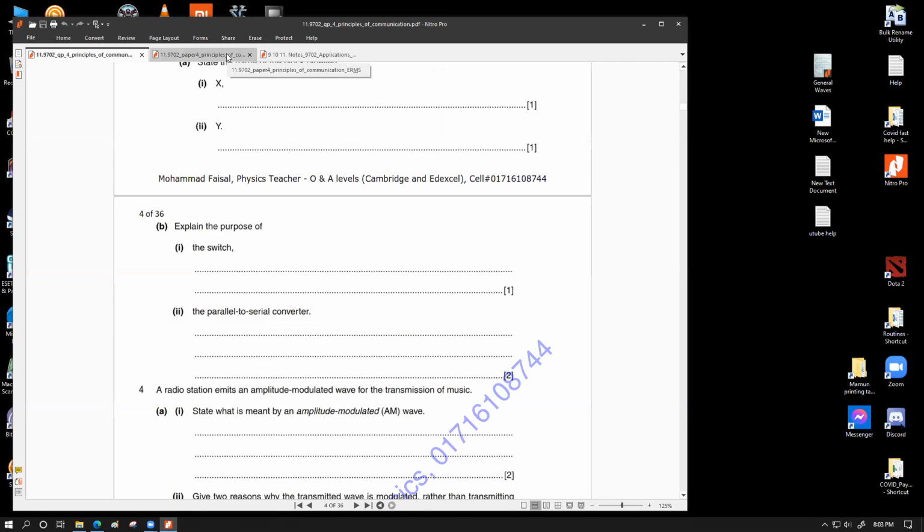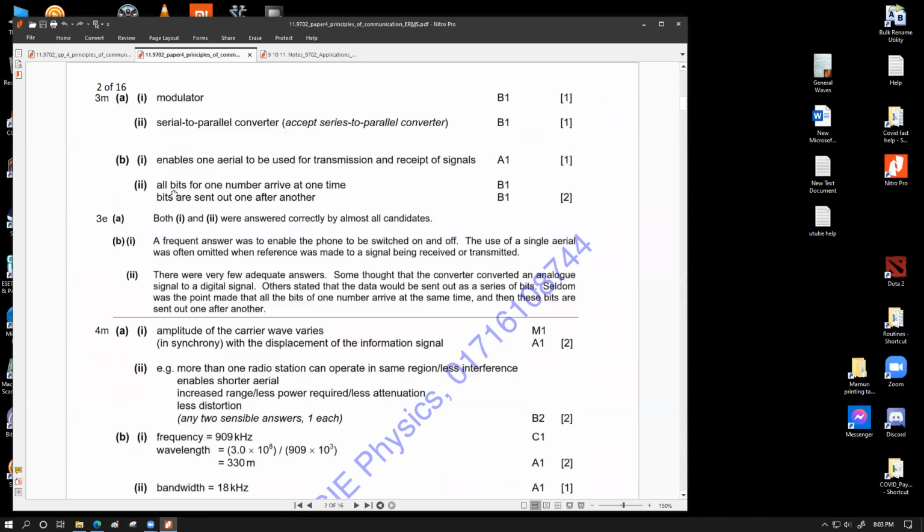If you have a look at the mark scheme, it says here that all bits for one number arrive at one time. That's for the parallel idea. Bits are sent out one after another.